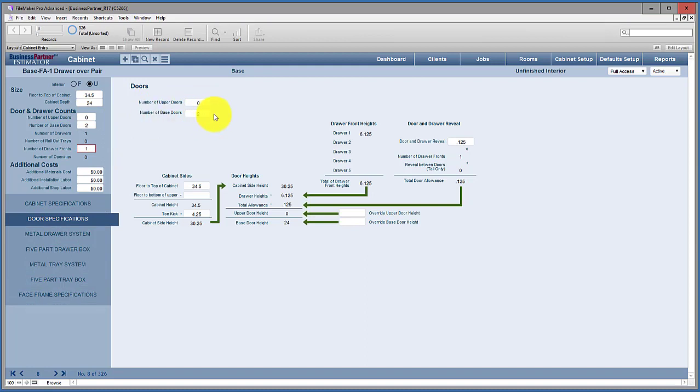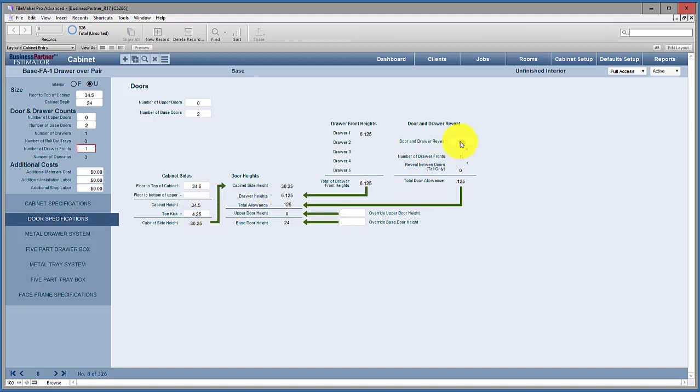But this is reflecting the number of doors that this base cabinet has on it. This again would be populated from the answer here, and if this had been an upper cabinet there would have been an answer here. Typically that's about 54 inches. If it were an upper cabinet you'd see some other additional math here, but since this is a base cabinet, the cabinet height and the floor to top of cabinet are one and the same. We enter the toe kick here and we do some math to calculate end panel heights.